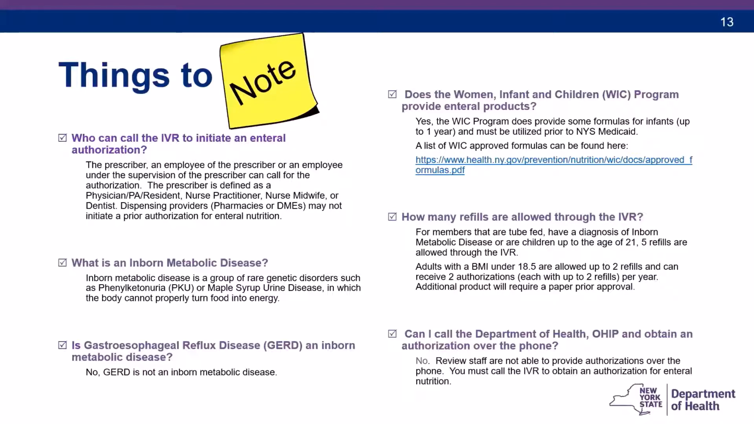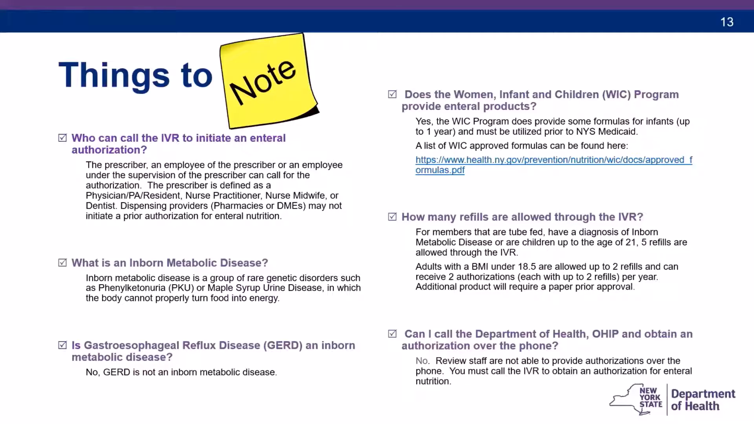Does the Women, Infant, and Children, or WIC program, provide enteral products? Yes, the WIC program does provide some formulas for infants up to 1 year and must be utilized prior to New York State Medicaid. A list of WIC-approved formulas can be found at the following link.